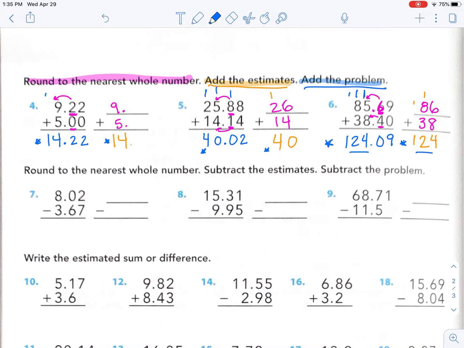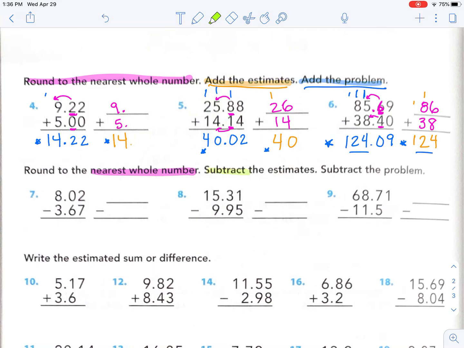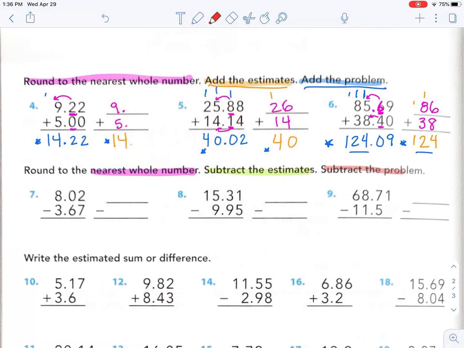It says round to the nearest whole number. So that sounds the same. Actually, I'm going to keep it in the pink that we did before. So round to the nearest whole number. Ooh, this one's different. It's subtract the estimates. So I'm going to do it in green because it's slightly different than what we did before. Subtract the estimates. Then subtract the problem. Okay, so 3 steps.